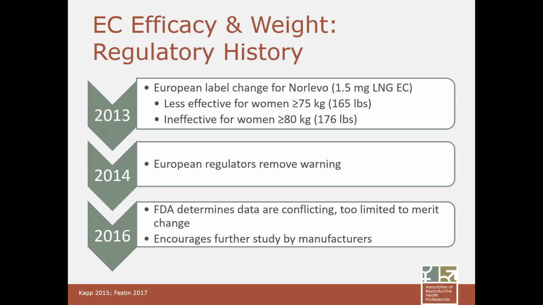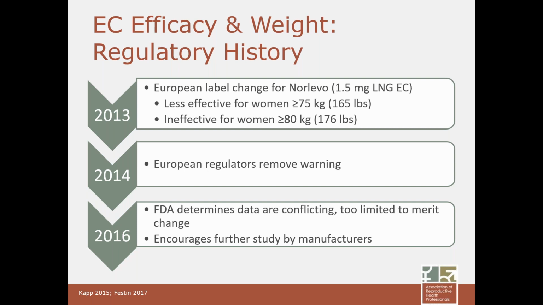These concerns have led regulatory agencies to go through a little bit of a struggle over the last few years in dealing with this issue of weight and BMI. In 2013, based on a little more analysis of the data that we have, the European regulators changed the labeling for Norlevo, which is the Levonorgestrel product, warning that it might be less effective for women who weigh 165 pounds or more, or even maybe ineffective in women who weigh more than 176 pounds. Additional data, however, was reviewed, and the European Medicines Agency determined that the data really weren't sufficient to warrant this labeling, and in 2014 ordered the language to be removed from the labeling.